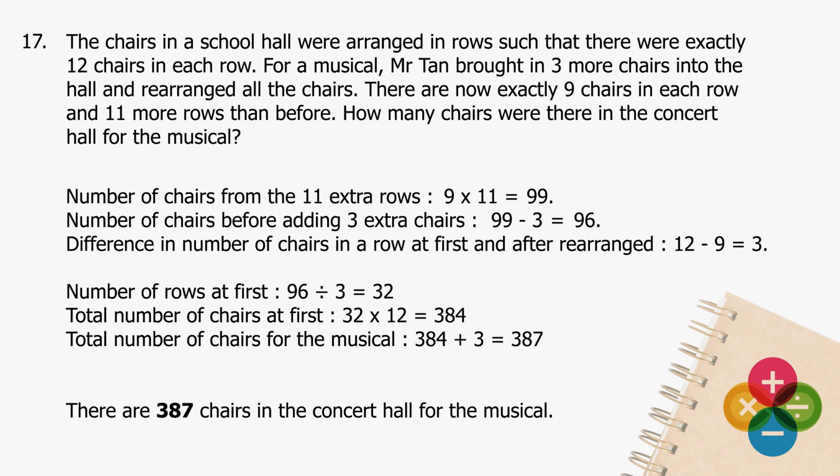The total number of chairs at first will be multiply 32 by 12, and the product is 384. The total number of chairs for the musical will be add 384 to 3, and the sum is 387. There are 387 chairs in the concert hall for the musical.